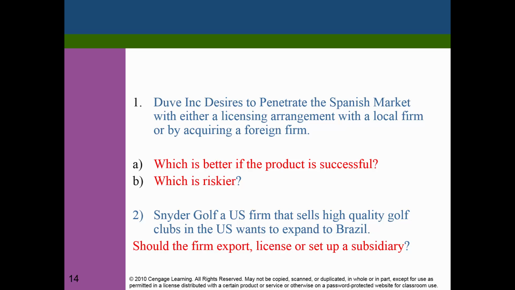And the reason being that you have to pay a lot of money to buy this firm and all the risk is now entirely borne by you.